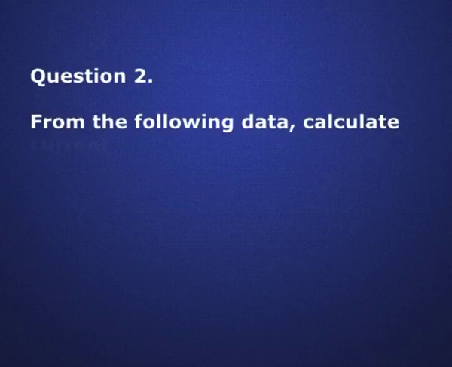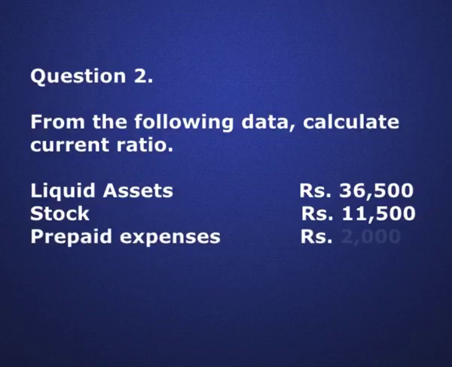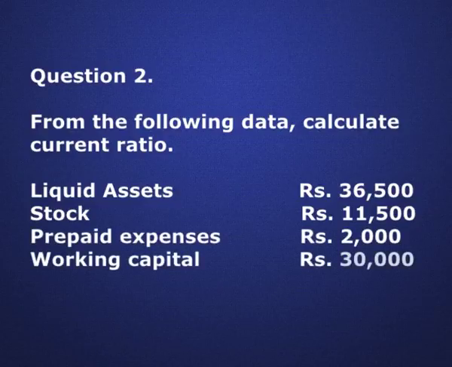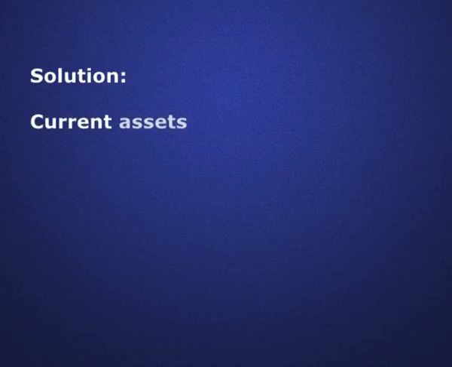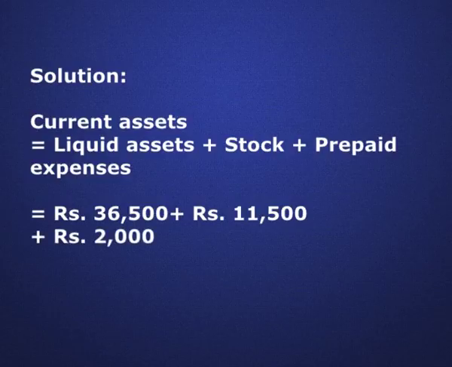Question 2. From the following data, calculate current ratio. Liquid assets rupees 36,500, stock rupees 11,500, prepaid expenses rupees 2,000, working capital rupees 30,000. Solution. Current assets is equal to liquid assets plus stock plus prepaid expenses, which is rupees 36,500 plus rupees 11,500 plus rupees 2,000, equal to rupees 50,000.